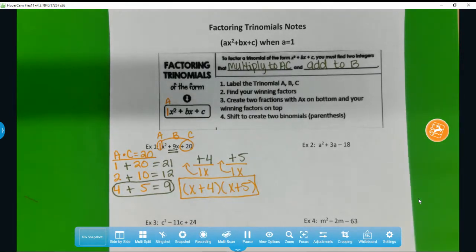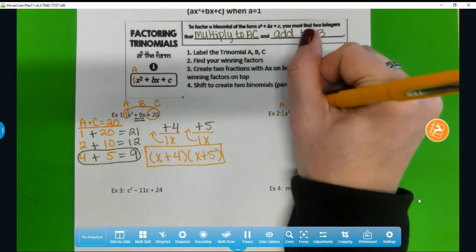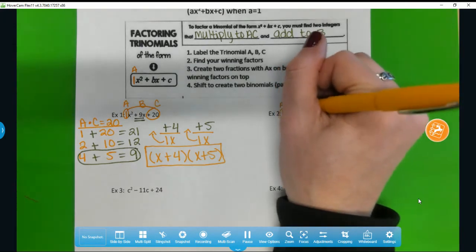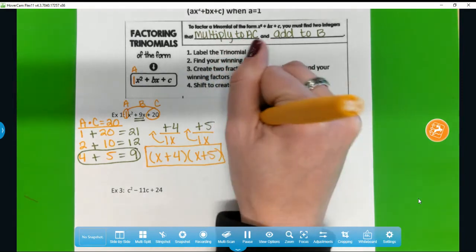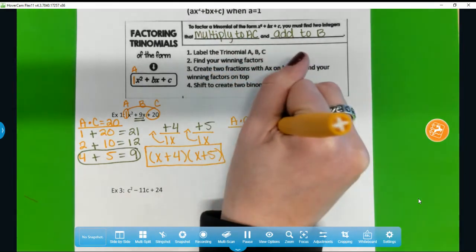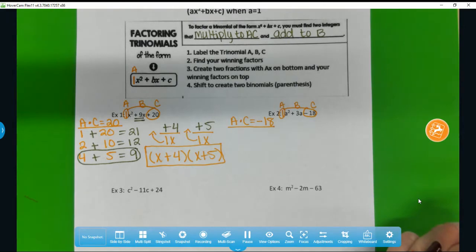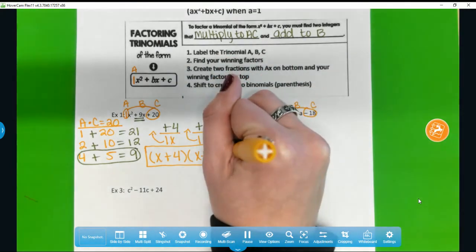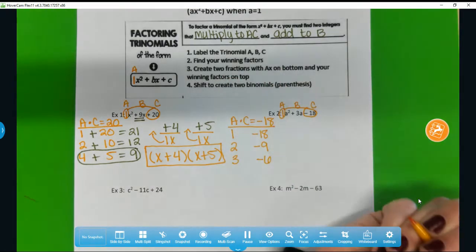Okay, for example 2, I'm going to put my 1 in front and label it A, B, C. So I have 1 times negative 18. This time A times C equals negative 18. Remember, when I multiply and I get a negative, that means one of my numbers is positive and one of them's negative. So I'm going to start by making the bigger number negative. So I have 1 and negative 18, 2 times negative 9, 3 times negative 6.